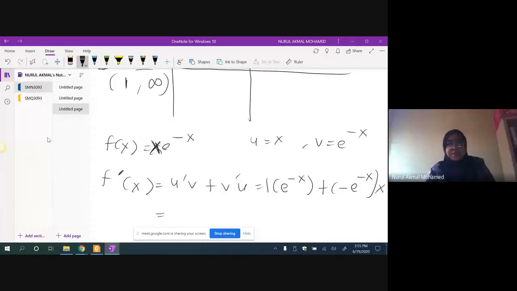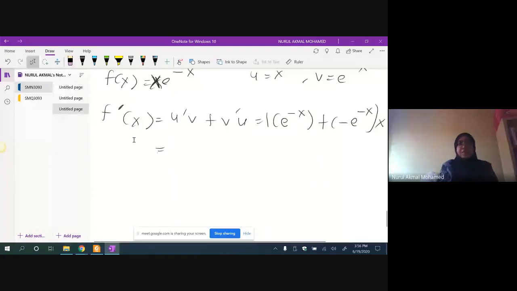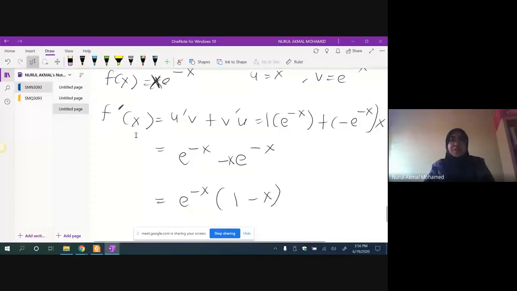So this is your f prime. The answer will be e to the power of negative x minus x e to the power of negative x, or it can also be written as e to the power of negative x multiplied by 1 minus x. So this is your f prime.